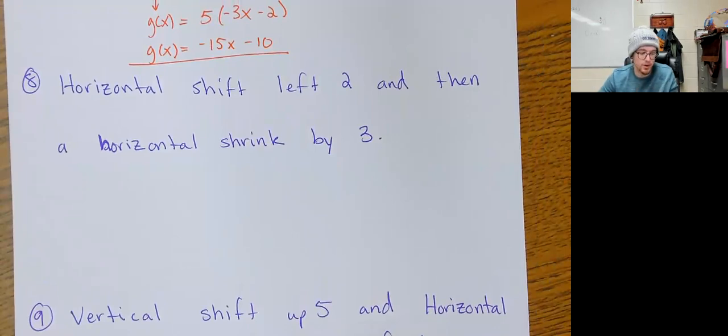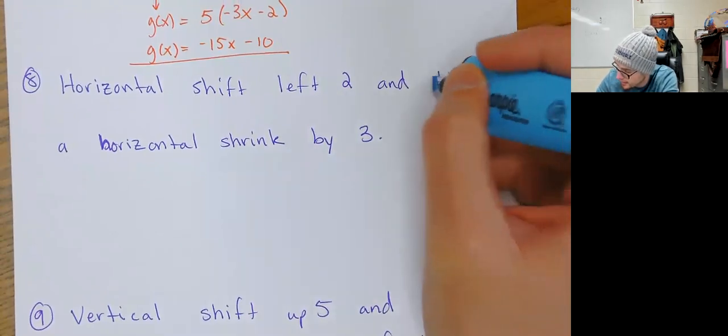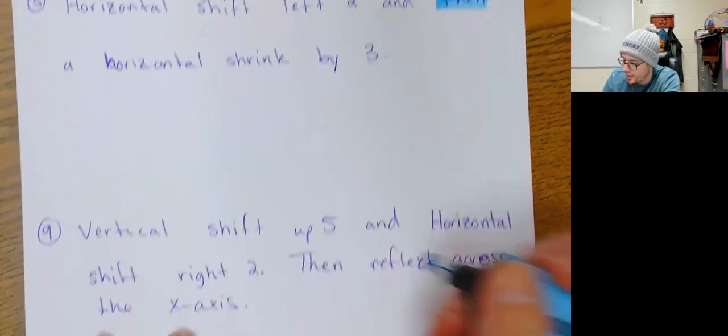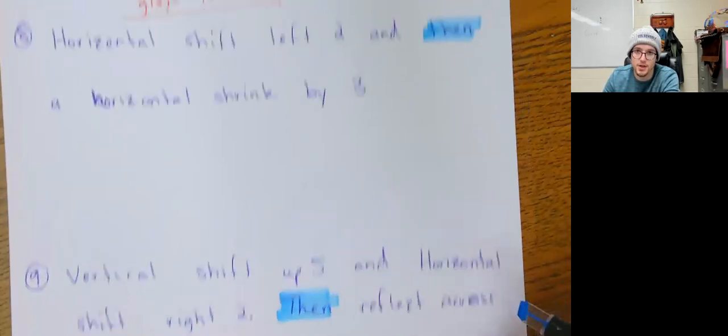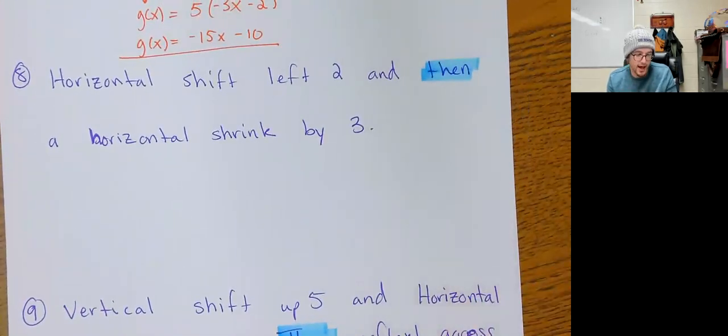Now we're throwing in a key word here. We got the word then, and we're also going to have it here. Highlight it now. So what this means is you're going to transform it to g of x, and then you're also going to transform g of x into h of x. So you're going to have to do one transformation, simplify, and then another transformation, simplify.